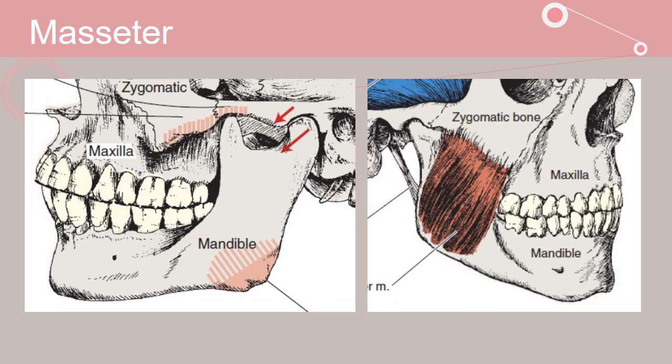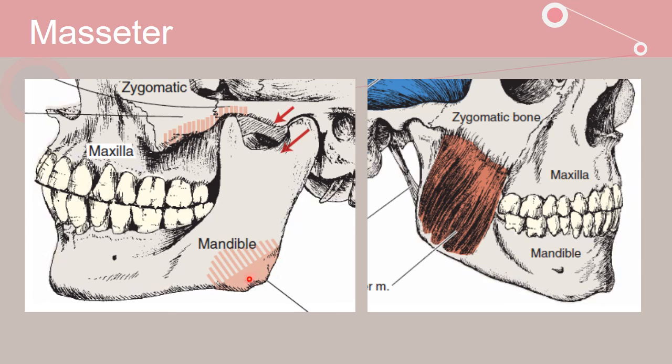Next is the masseter muscle. The masseter is the most superficial, bulky, and powerful of the muscles of mastication. It is four-sided in shape. It originates from the inferior and medial surfaces of the zygomatic arch. So this is the region of the masseter muscle. From here in the zygomatic arch, it extends inferiorly and posteriorly towards the inferior lateral surface of the ramus and the angle of the mandible.